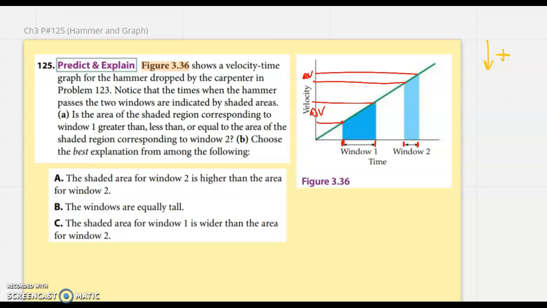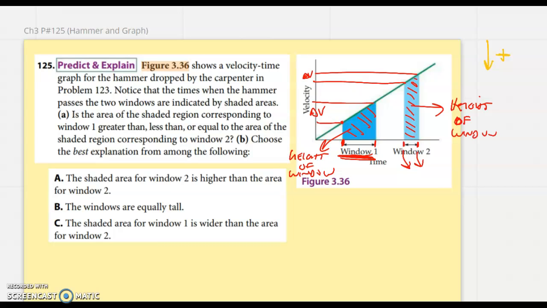So now they say, what about the area? Is this area right here bigger than this one, smaller, or the same size? Well, remember, on a velocity time graph, the area represents the displacement. So if this is the time in front of that window, then this is the displacement that the hammer had in front of that window. So this is the height of the window. And this one is too. If this is the time that it was in front of that window, then this is the height of that window. And they told you that the windows are the same size.